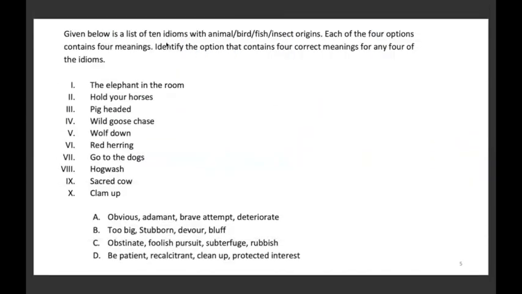Given below is a list of idioms with animal, bird, fish, insect origin. Each of the 4 options contains 4 meanings. You have to identify the option that contains 4 correct meanings for any of the 4 idioms. I've given an idiom list. In the options, you have been provided 4 different meanings of it. Some meanings match, some meanings may not match. You have to identify the correct option where all the 4 meanings provided match with either of the idioms.